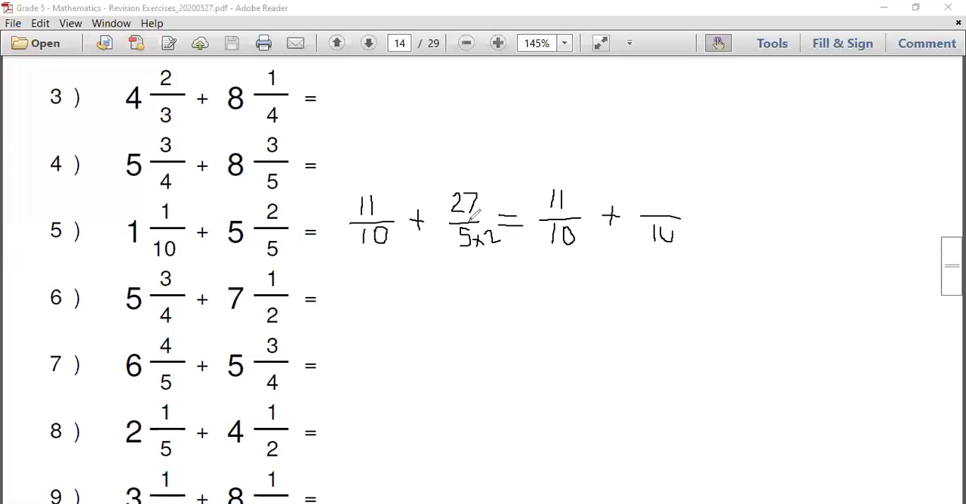What is my rule? Whatever I do at the bottom, I also need to do at the top. So if I said 5 times 2, what am I supposed to do with the 27?